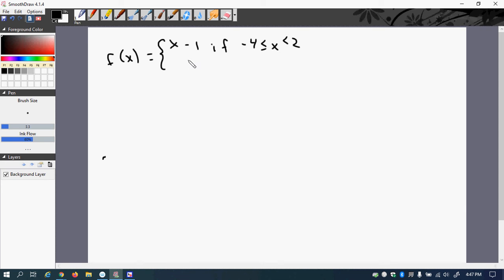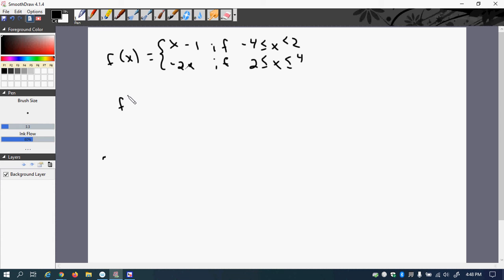And then the second one is negative 2x, and that's if 2 is less than x, which is less than or equal to 4. Right, so this is the actual piecewise function. We actually have two functions combined here, and these are our limitations of what x values we can use. So the first one that I'm going to do is x minus 1.